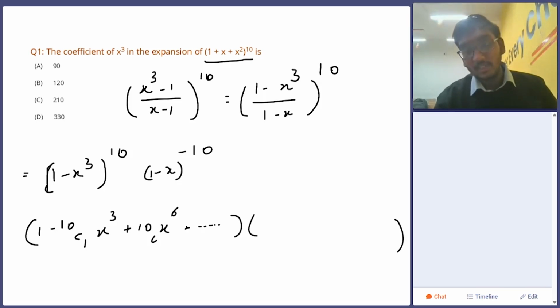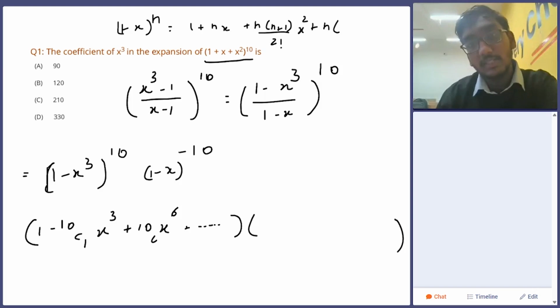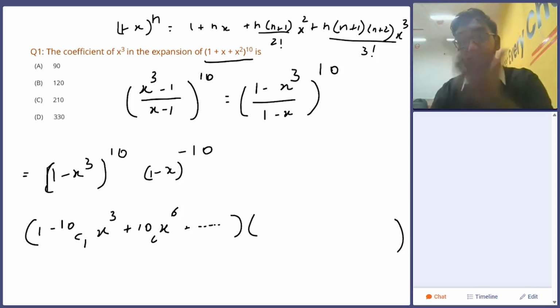And what about the second term? This is having a negative power. You should know the binomial theorem for a negative index. What is the binomial theorem for a negative index? For (1 minus x) power negative n, the expansion will be 1 plus nx plus n times (n plus 1) upon 2 factorial times x square, plus n times (n plus 1) times (n plus 2) upon 3 factorial times x cube, and so on. It keeps going.